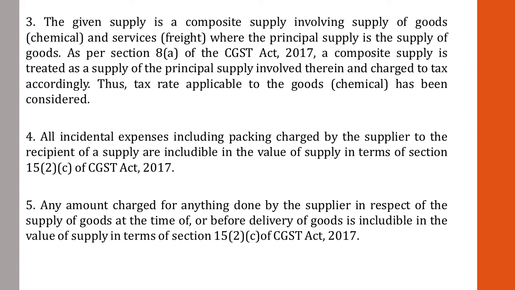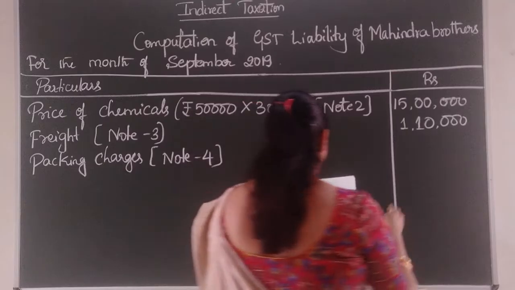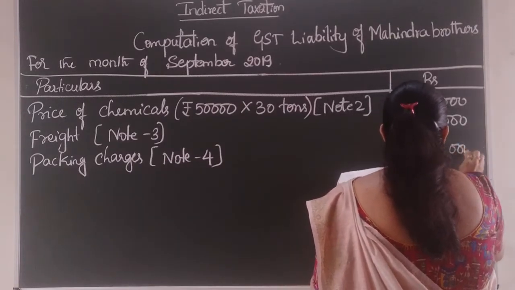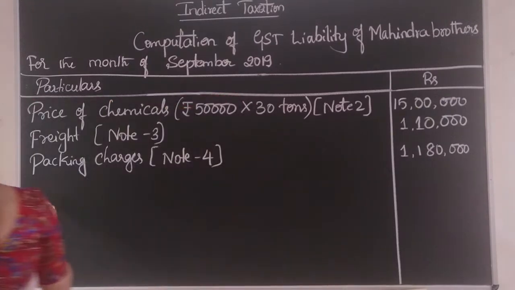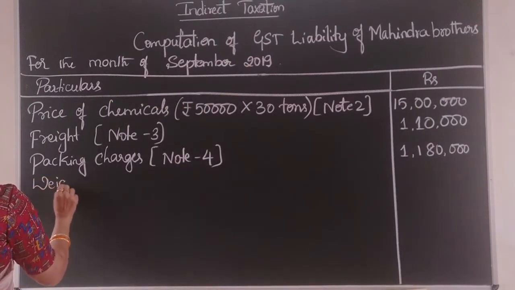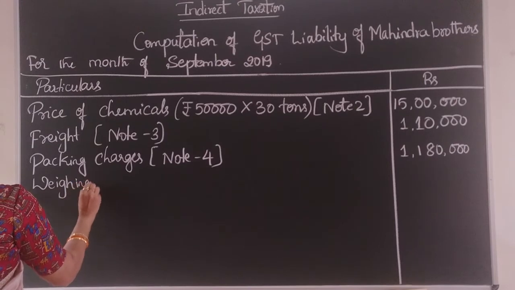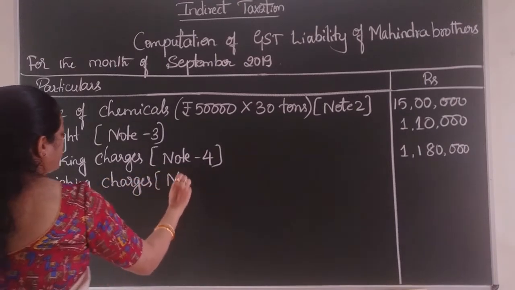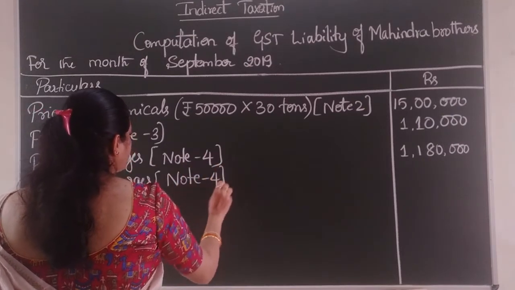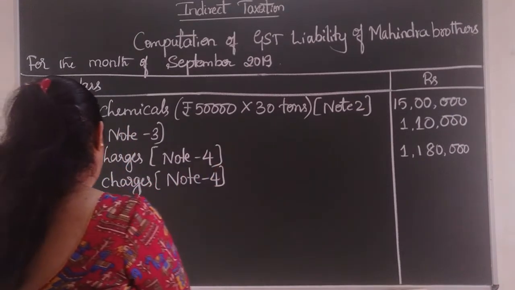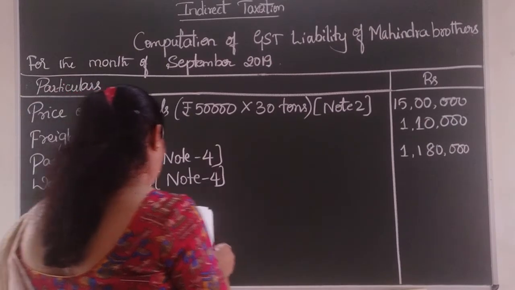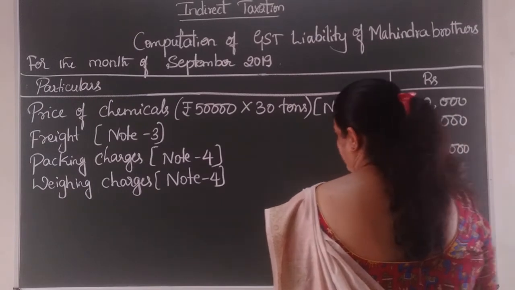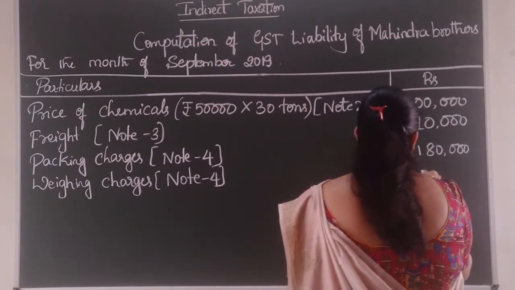So we should consider packing charges, that is amount 1,80,000. Weighing charges, you can refer to note 4. As I said, all expenses including packing and weighing charges of the supplier to the recipient are includable in the value of supply, that is, weighing charges is 20,000.